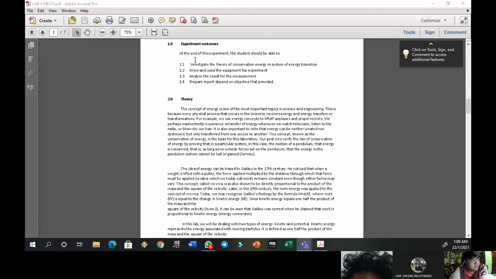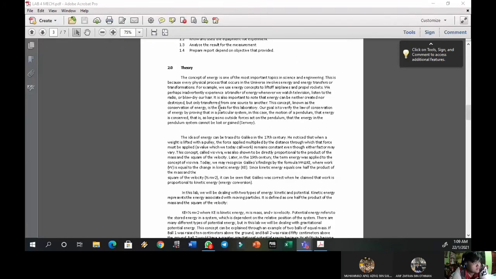So experiment outcome, at the end of the experiment, the student should be able to investigate the theory of conservation of energy in system of energy transition. Number 2, know and use the equipment for experiment. So kita pergi pada teori.